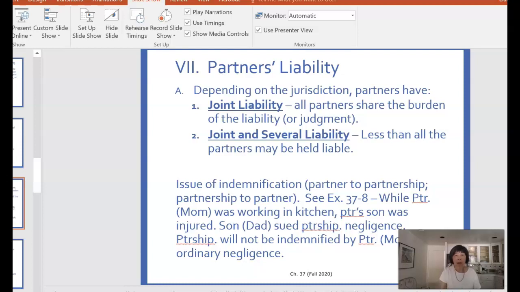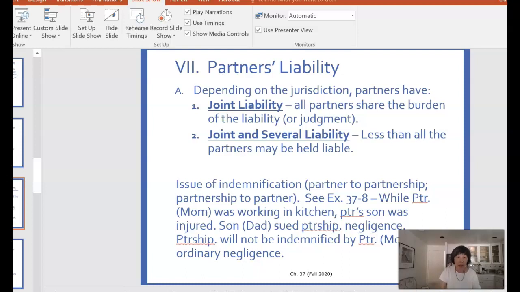Now, the son is very injured. The partner mom did not sue the partnership. The son was represented by his dad, who sued the partnership for negligence. And so, of course, there's been injury, and the partnership's going to be liable. But what do you think the partnership did? They turned around and sued the individual partner, the mom, the chef, to get her to indemnify, to reimburse the partnership for the loss that was paid out there.